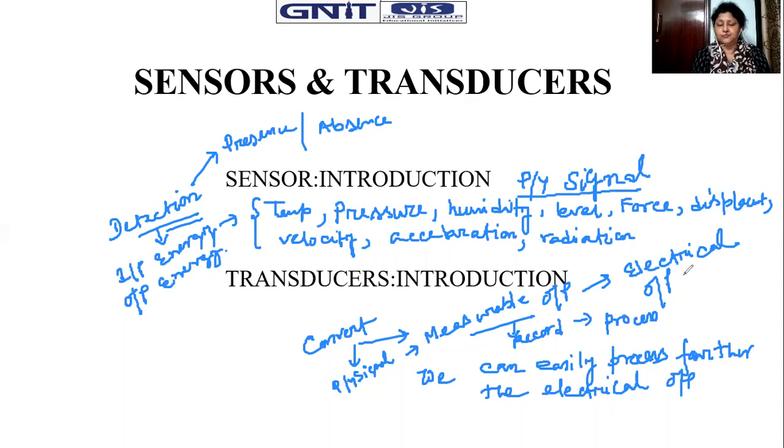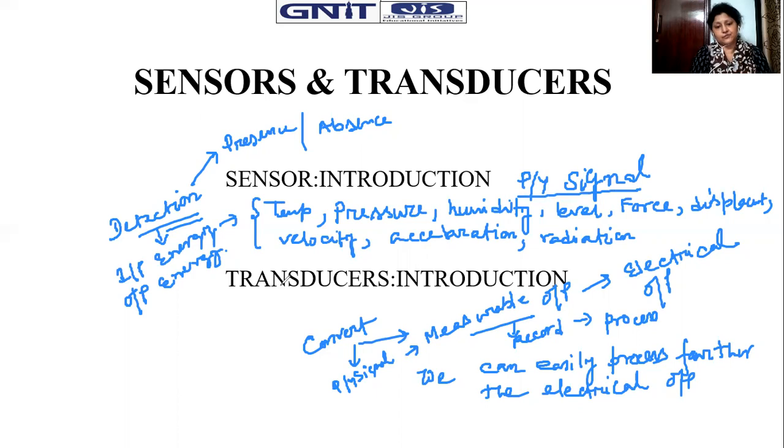And that measurable output quantity will be electrical. It may be non-electrical also, but electrical is preferred, so that we can easily process it for further processing of the signal. So the big difference between the sensor and the transducer is that the sensor is the primary sensing element of the transducer. Whenever we draw the block diagram of the transducer, the primary stage is the sensor.